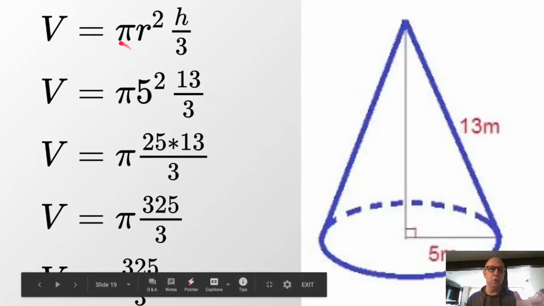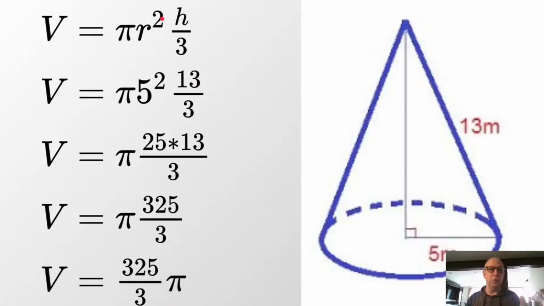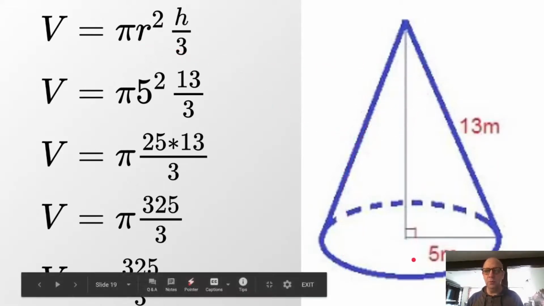And for a cone, it's pi times the radius squared times height divided by 3, or 1/3 of pi times radius squared times height, 1/3 of a cylinder. So pi is 3.14, and in this cone, we have 5 meters and 13 meters. So the radius is half of the circle at the bottom. Sometimes they'll give you the diameter, so make sure you're only getting half. And the height is always from the center straight up. It's at a right angle.